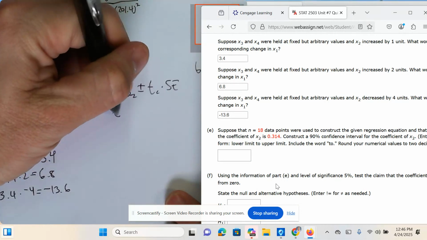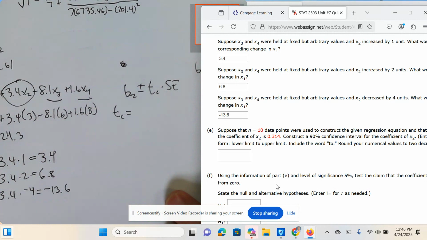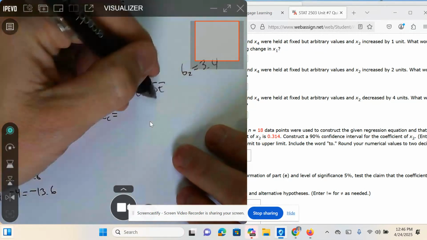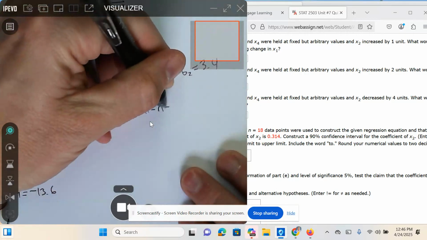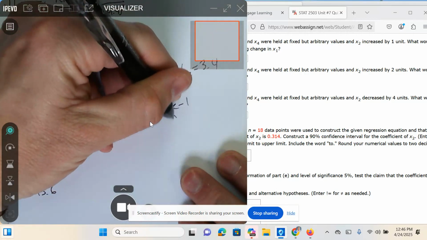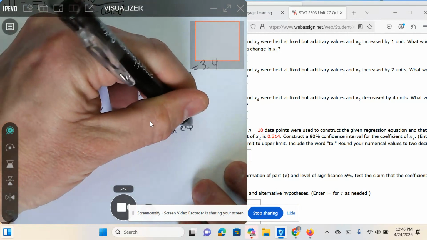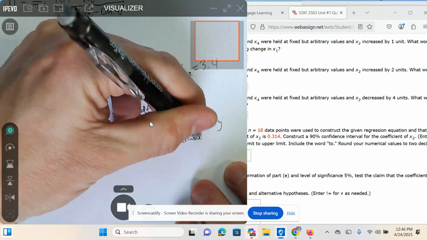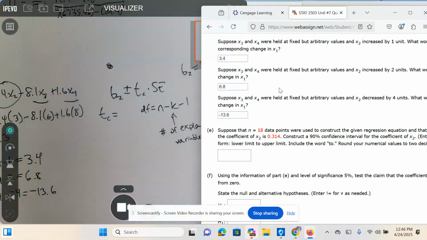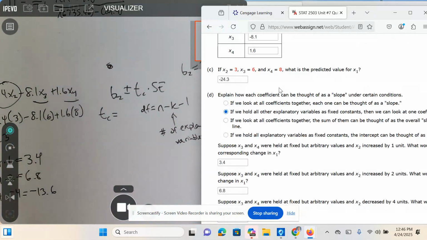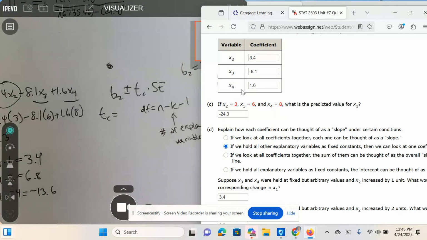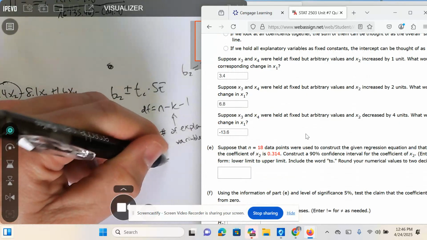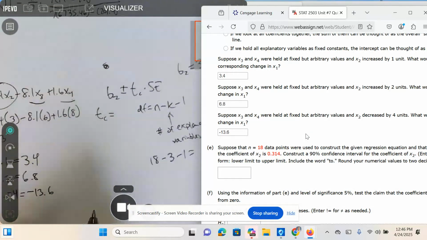The critical value, well, first off, we have to know the degrees of freedom to know the critical value, and this is multiple regression. So here's how degrees of freedom work for multiple regression. It's n minus k minus 1, where k is the number of explanatory variables. In this case, I have 3 explanatory variables. So it would be n, which is my sample size, which is 18, minus 3, minus 1. So it would be 14.